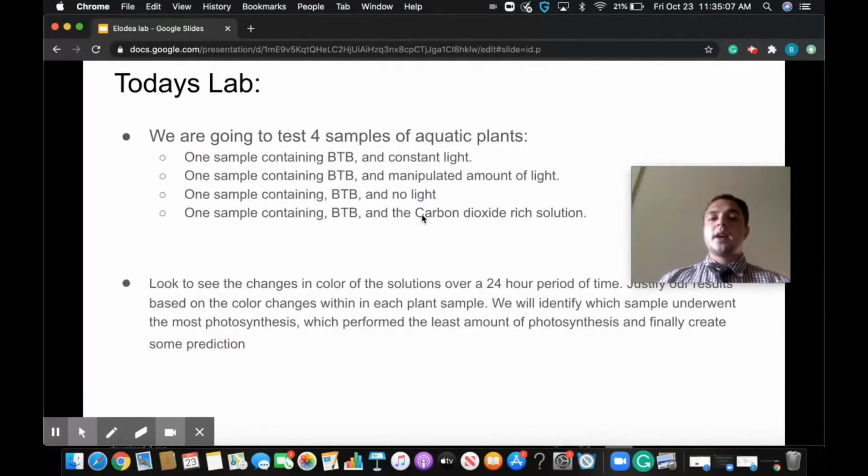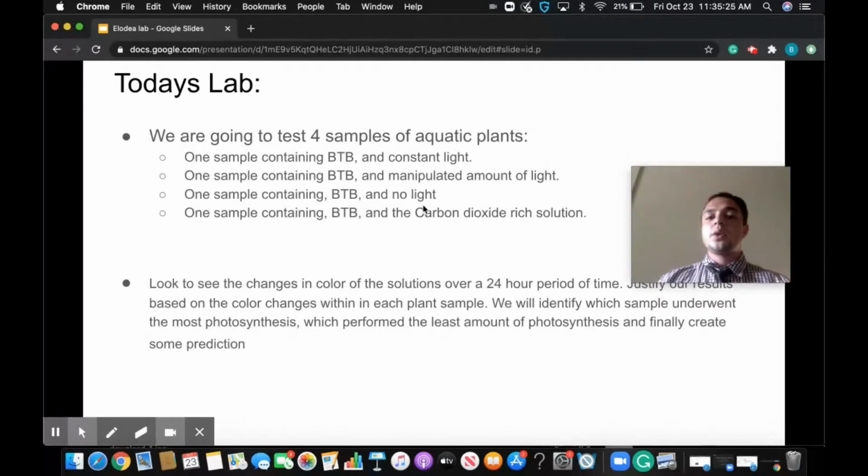So for today's lab, we're going to test 4 aquatic plant samples in 4 test tubes. And what we're going to do is one sample is going to receive constant light over 24 hours. Another sample is going to receive a manipulated amount of light, which will be 50%. And then one sample will receive no light.